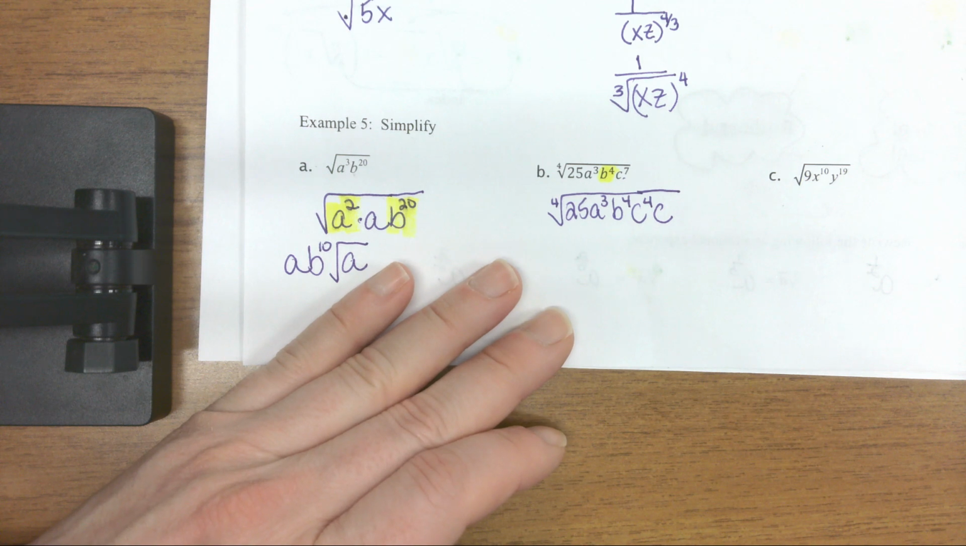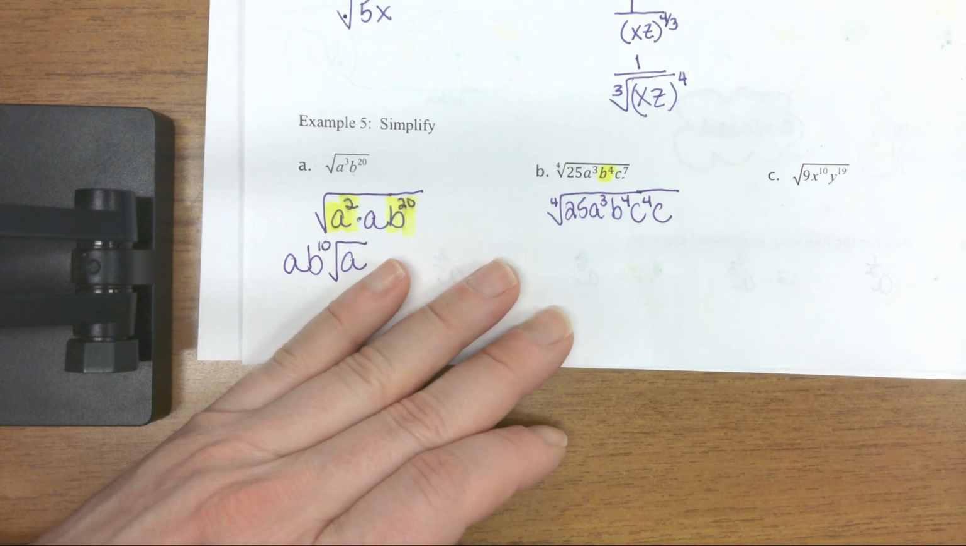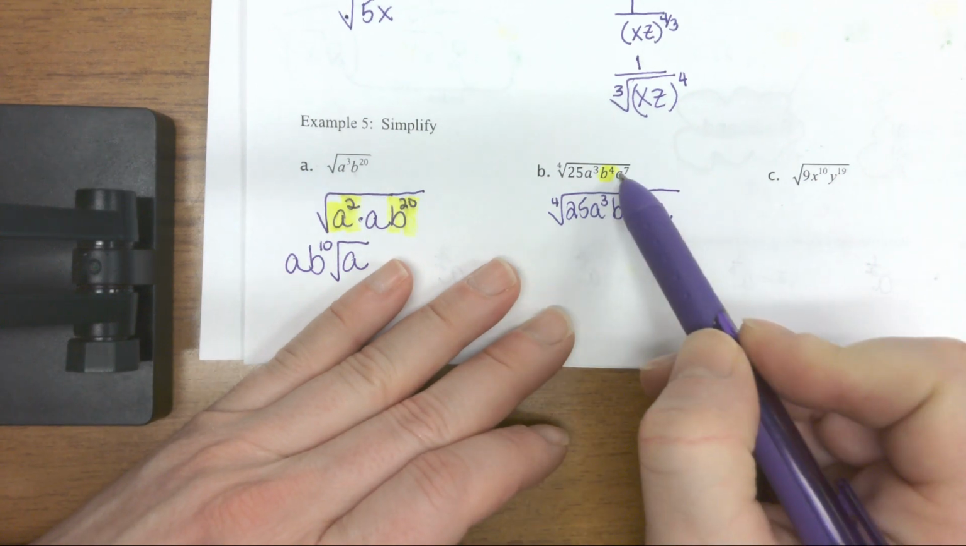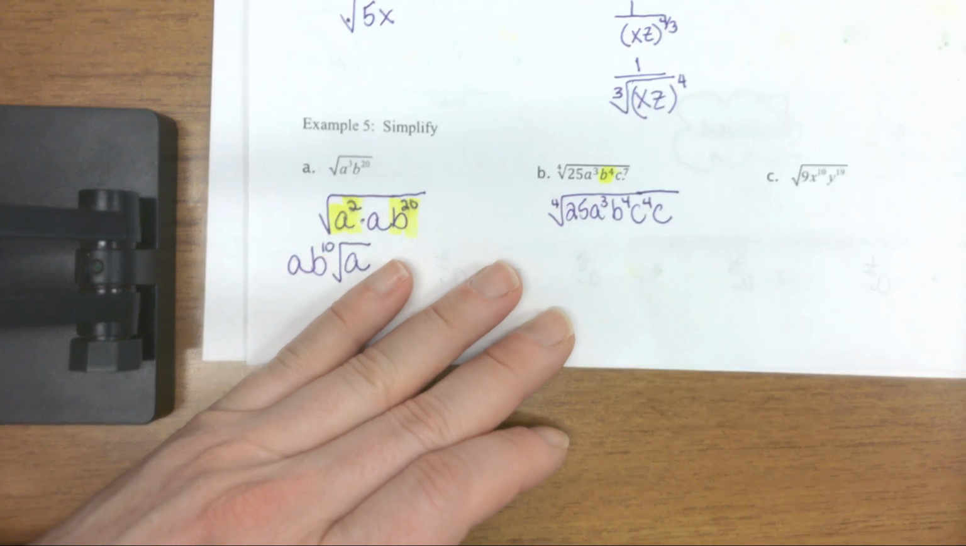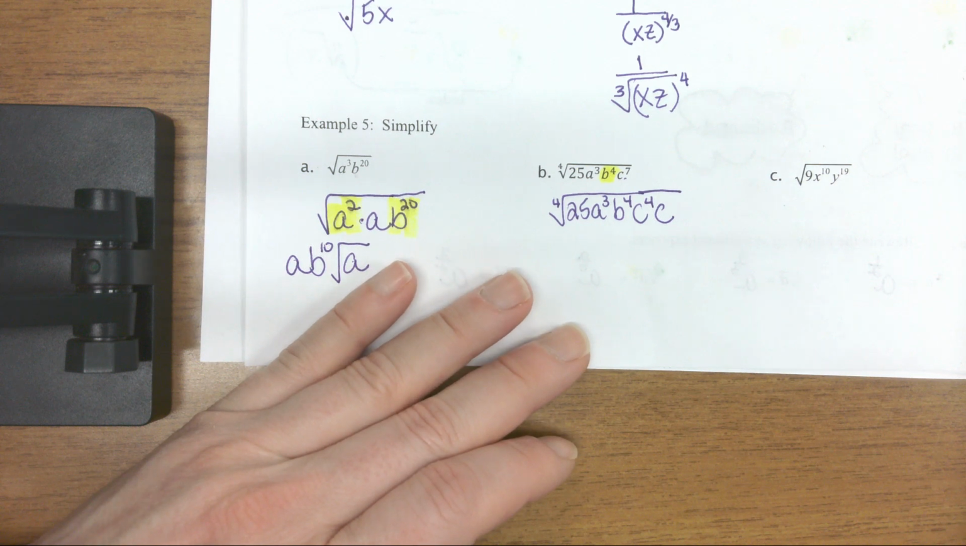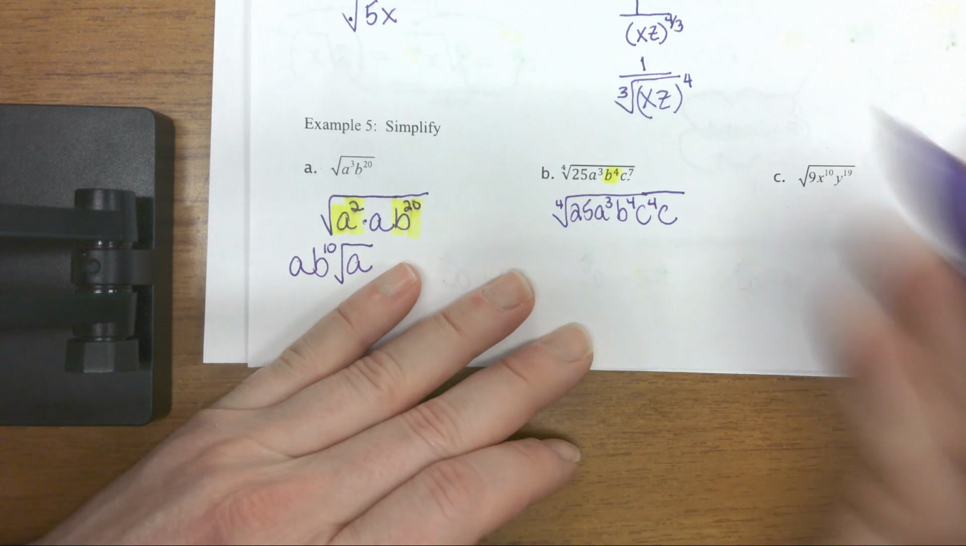You can show me with fingers if you want. So c to the fourth times c to the what would give me c to the seventh? Three. Thank you. All right.